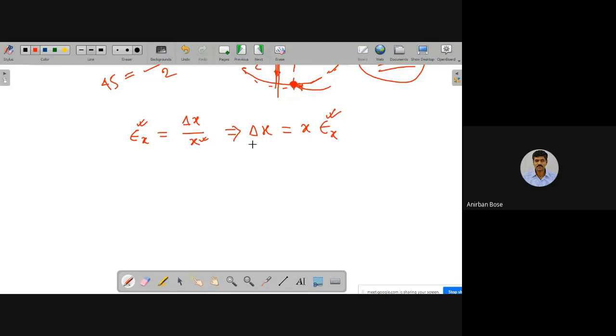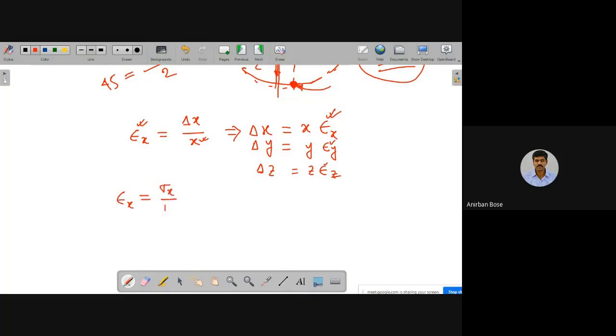This is the question. Exactly in a similar way, you can find out delta y. That will be the initial length in the y direction into epsilon y. And similarly, delta z. Clear? So the question is, how can you find out epsilon x, epsilon y, and epsilon z? And from the generalized Hooke's law, we know their expressions, right? So what is epsilon x? You know epsilon x is equal to what?